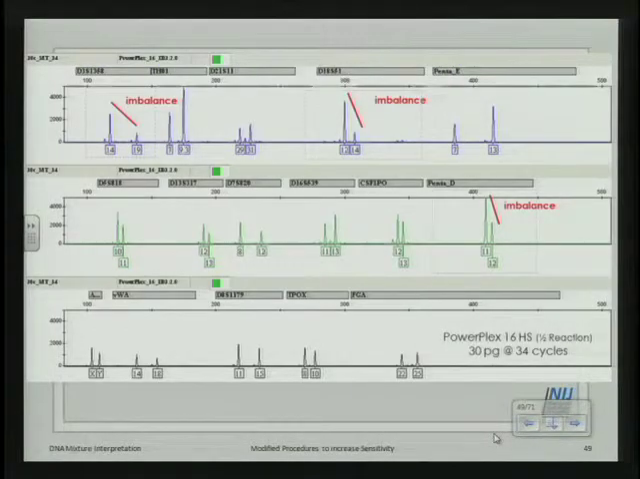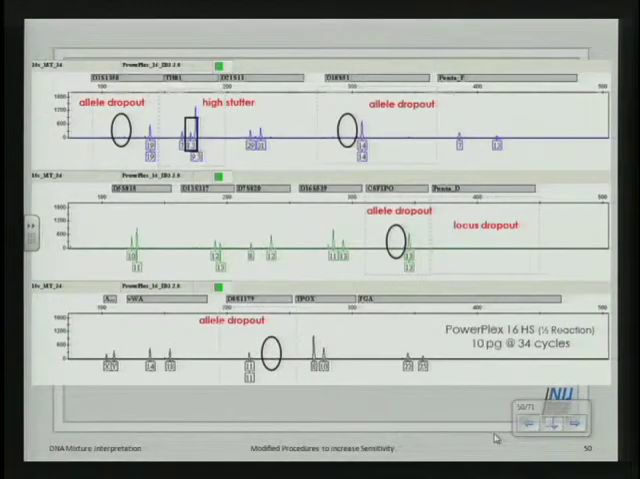But once you start getting less and less DNA, of course, you start to get the imbalance. So this is 30 picograms, so you can start to see imbalance at several of the loci. And here at 10 picograms, 34 cycles, you're starting to get allelic dropout and complete locus dropout here of Penta D.